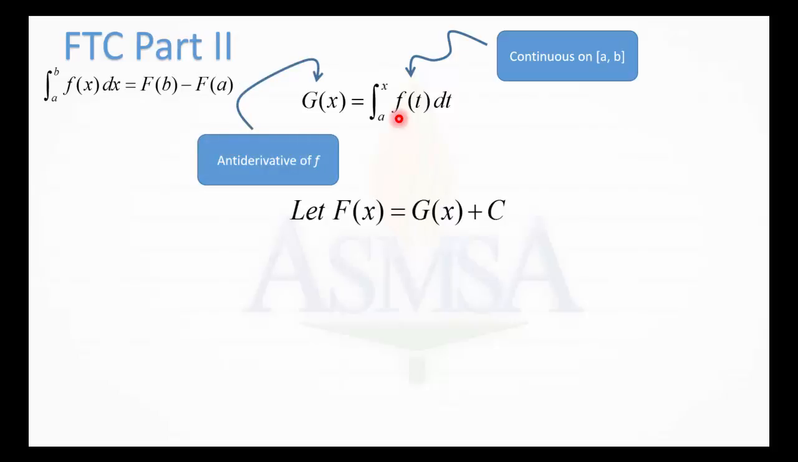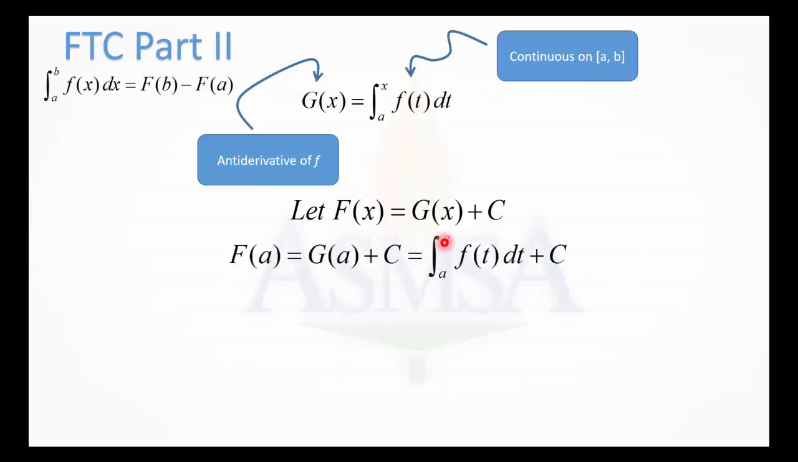Now, I'm going to define another function. Big F of x is equal to big G of x plus a constant. Because remember, big F is an antiderivative also of little f. And remember, antiderivatives differ by a constant. So it's fine for me to do this. If I say that G of x is an antiderivative of little f, I can also say big F is an antiderivative also, plus a constant. So there's nothing wrong with me saying this. I just defined it that way.